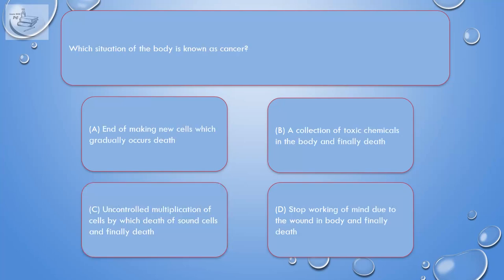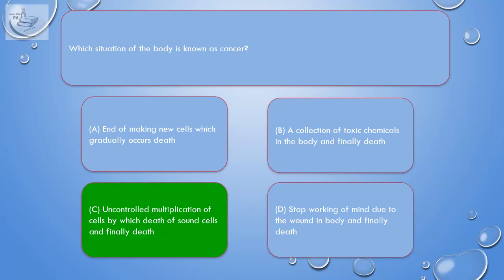Question: Which situation of the body is known as cancer? A. End of making new cells which gradually occurs death. B. A collection of toxic chemicals in the body and finally death. C. Uncontrolled multiplication of cells by which death of sound cells and finally death. D. Stop working of mind due to the wound in body and finally death. Correct answer is C. Uncontrolled multiplication of cells by which death of sound cells and finally death.